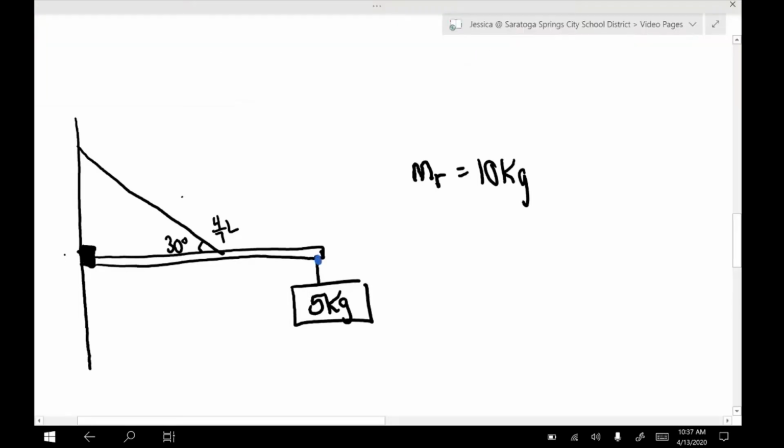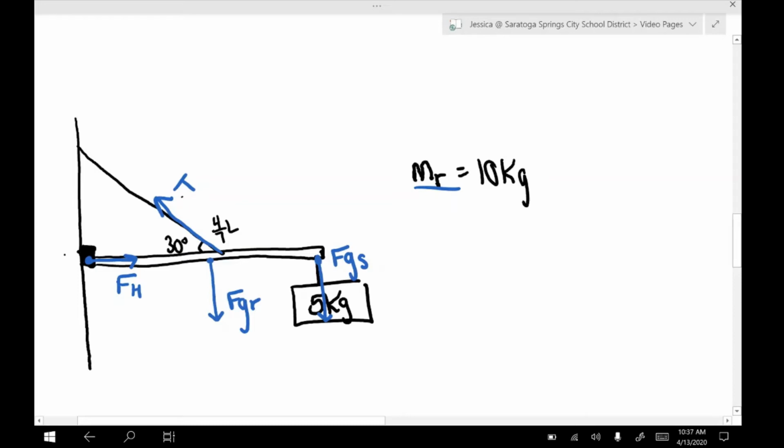Okay, so we have a downward force from the sign. Okay, we have an angled force of tension. We have a force of gravity from the rod, which I've labeled as R, rod. Okay, we have a horizontal force from the hinge, and we have a vertical force from the hinge as well.